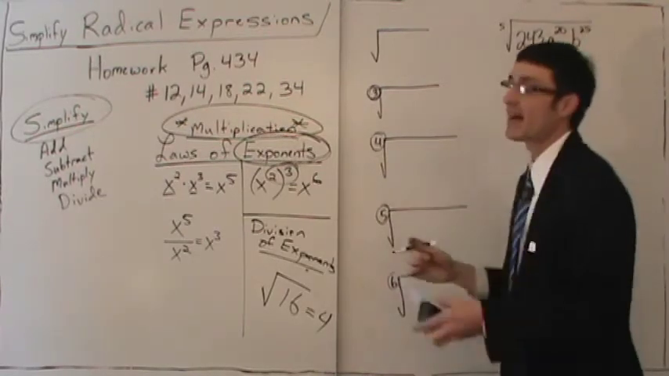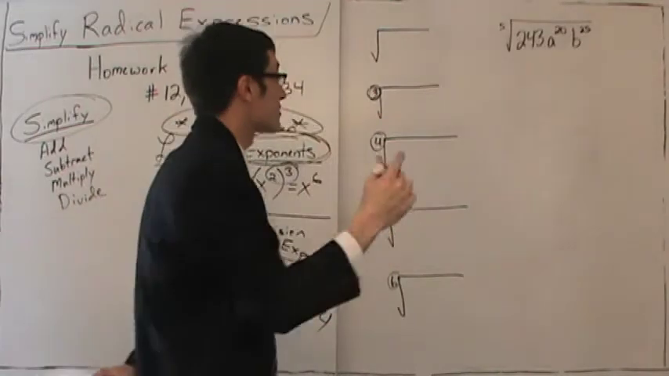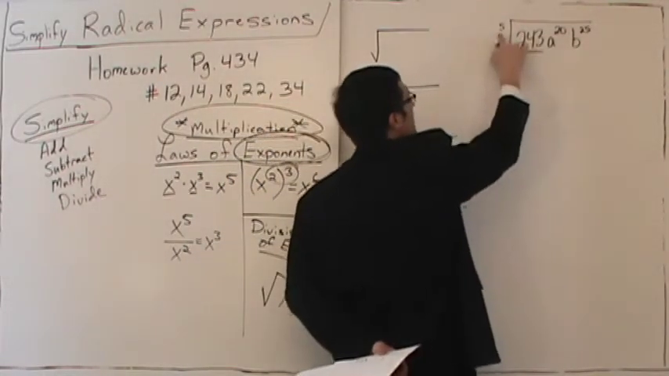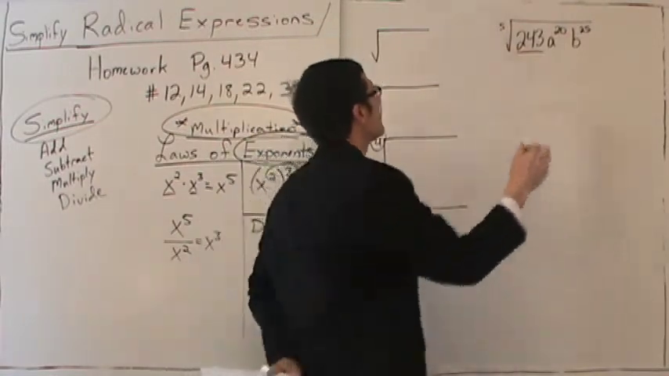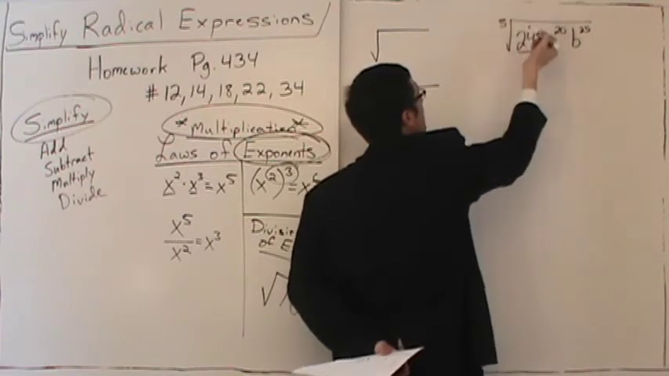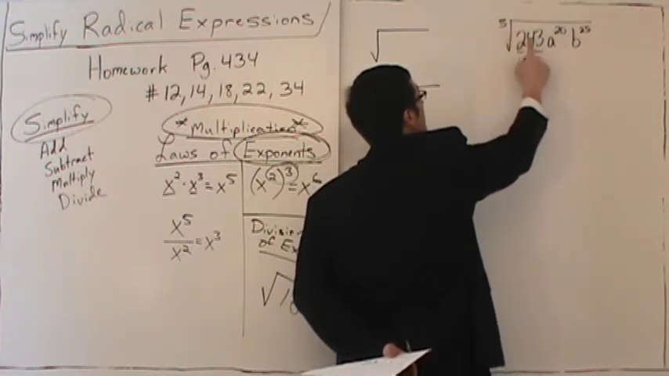Now, since we're dividing exponents, guys, my question is this. Are we taking 243 and dividing by 5? No. You are not taking the number and dividing by 5. Let me write that 5 a little bigger. This is the fifth root. We're not taking 243 and dividing by 5.